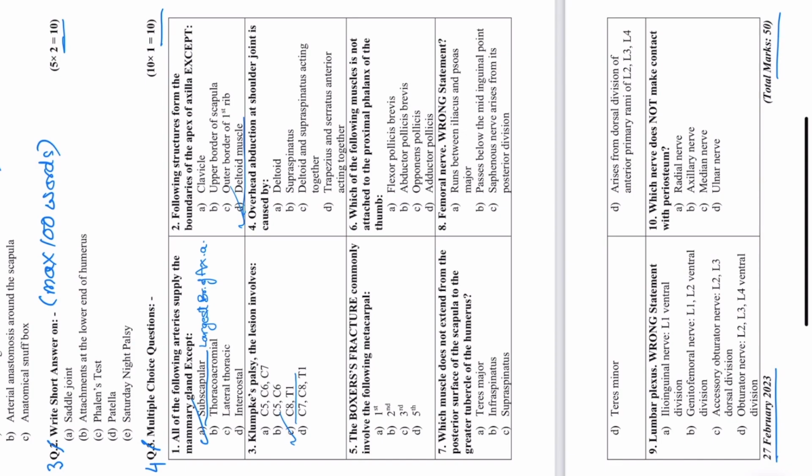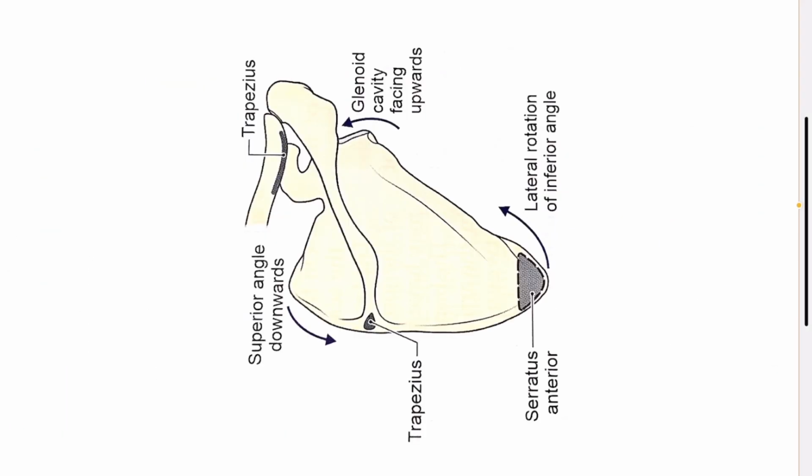Question number 4: overhead abduction at the shoulder joint is caused by deltoid, supraspinatus, deltoid and supraspinatus acting together, or trapezius and serratus anterior acting together. In this image, what you're seeing are the muscles involved in lateral rotation of the scapula.